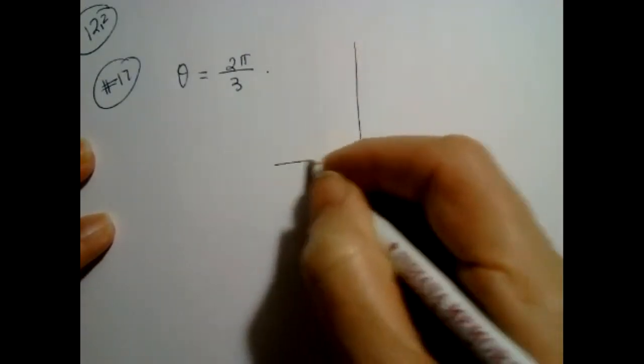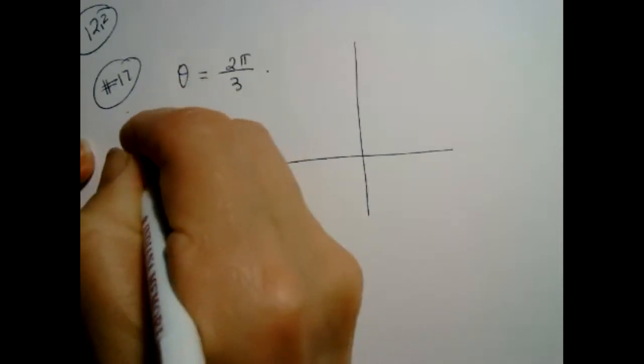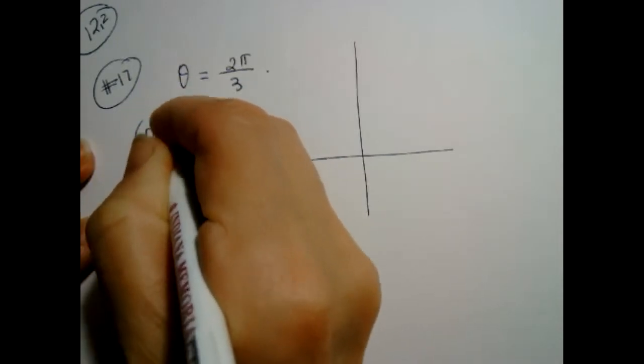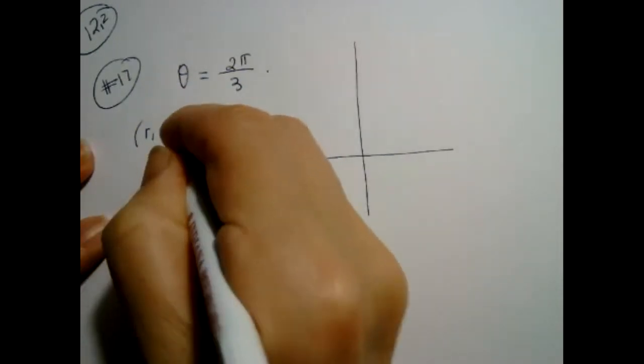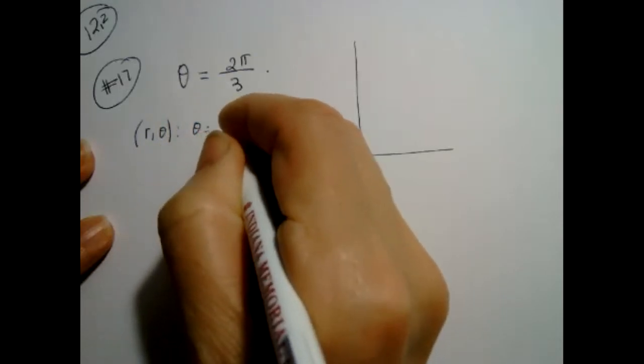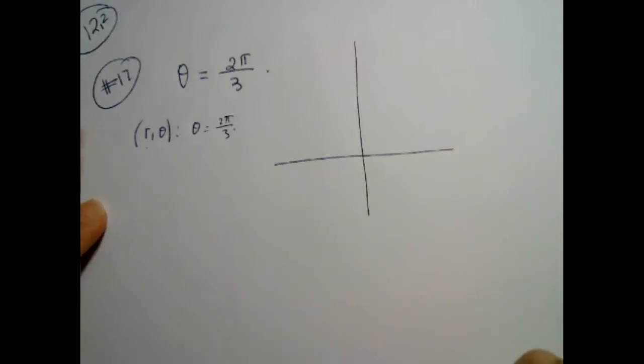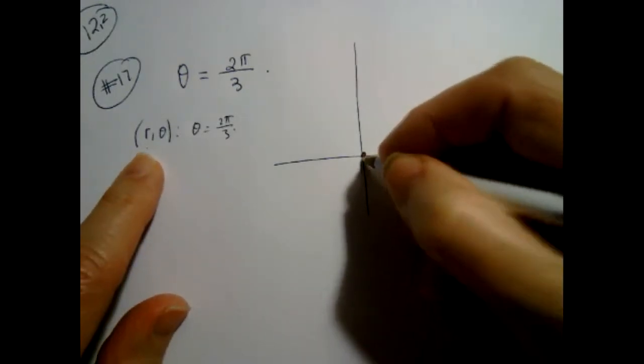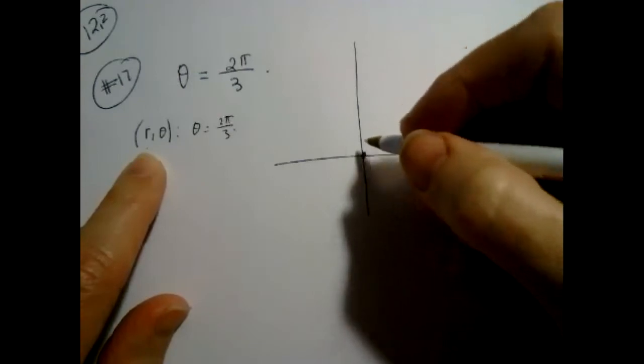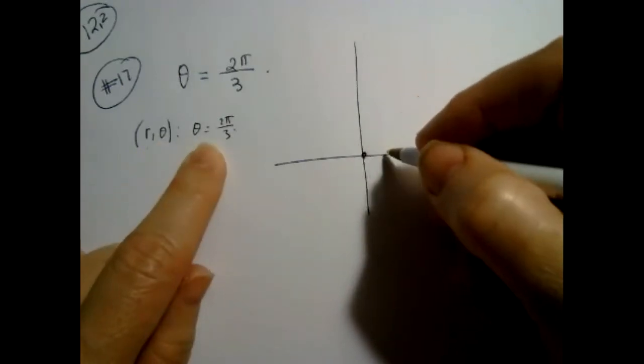So it means that R could be anything. That's what it means. It means we're going to draw all the points (R, theta), where theta is 2 pi over 3, and R could be anything you want. There is no restriction on R. So R could be 0, so we pick up this point. R is 1, theta is 2 pi over 3.